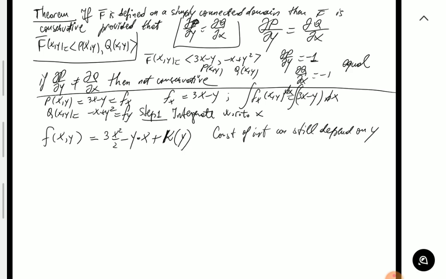If you want to convince yourself that that's the case, just do a quick partial derivative in reverse here, right? So what is the partial x of the right hand side? So it's going to be 3x, which you need, right? Which is part of partial x, minus y. And then what's the partial derivative of some function of y with respect to x? Well, with respect to x, the partial derivative is 0.